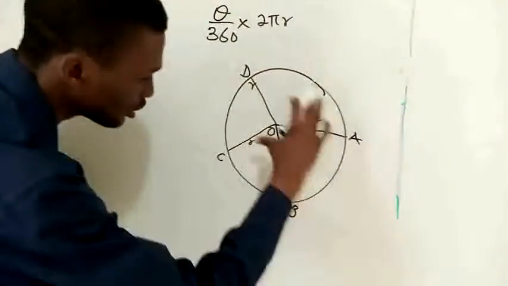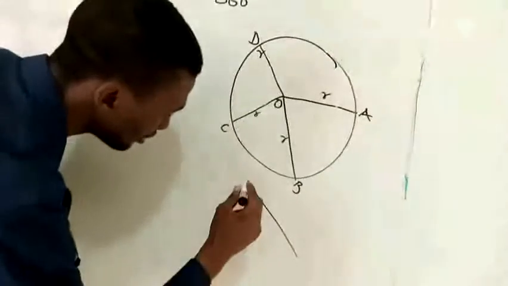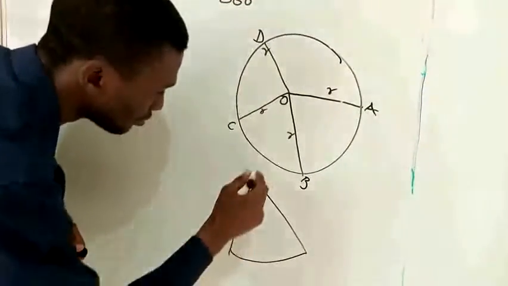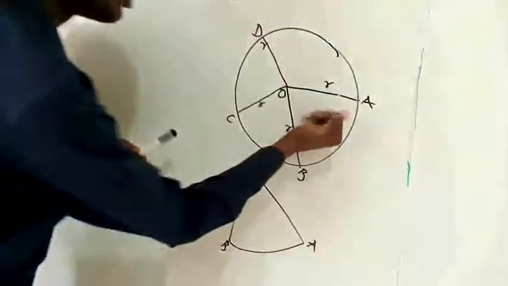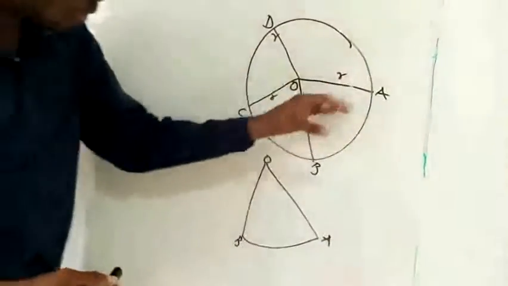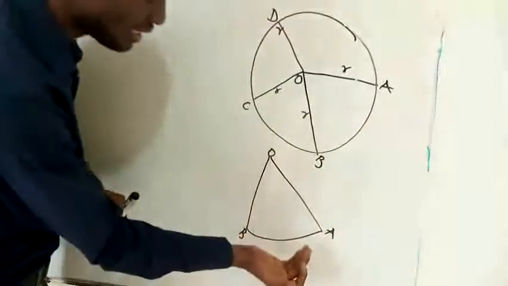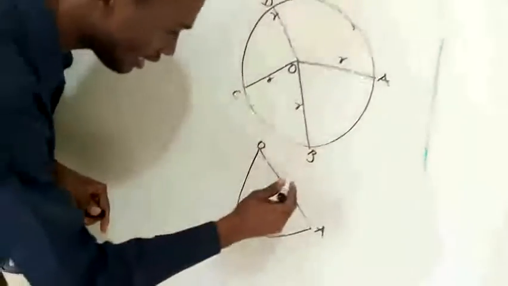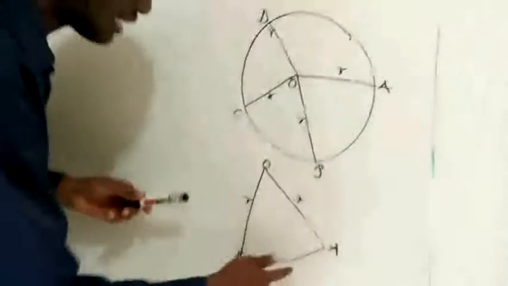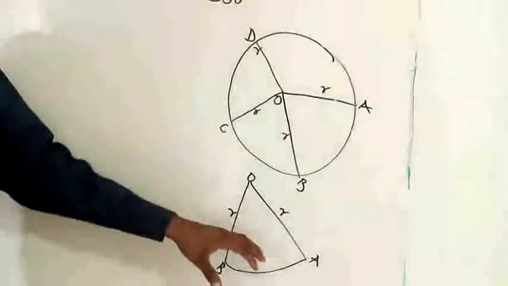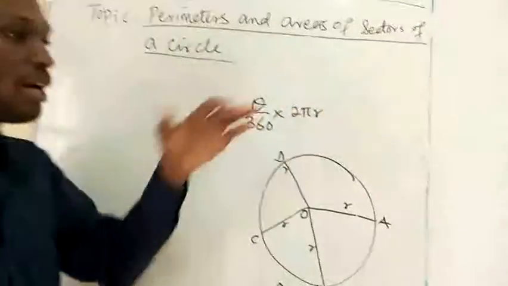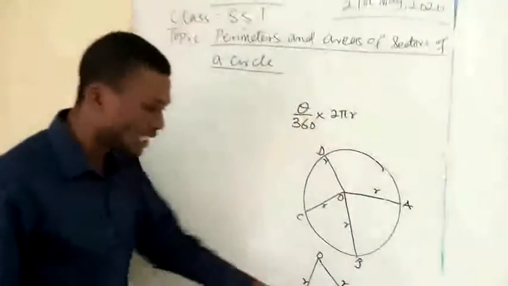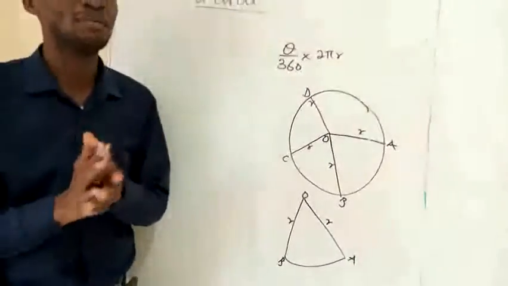If you pick out the sector AOB, that's this region, sector AOB. Now it has two radii and an arc. We have already said that the length of an arc is given by the formula on the board, theta over 360 times 2 pi r. Before we look at the perimeter of this sector, what is perimeter?